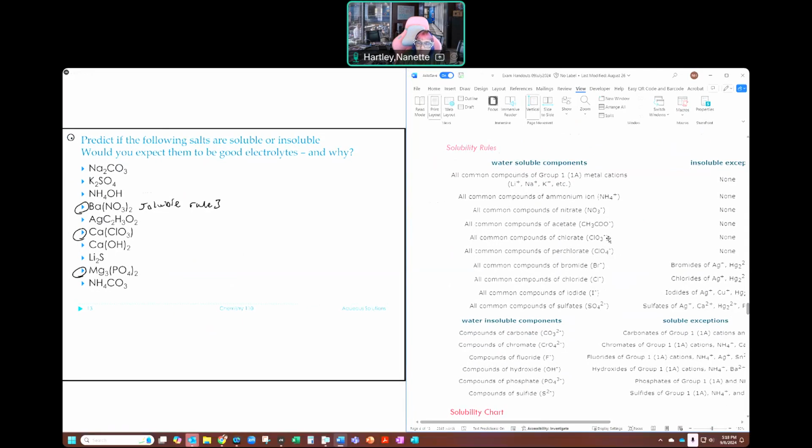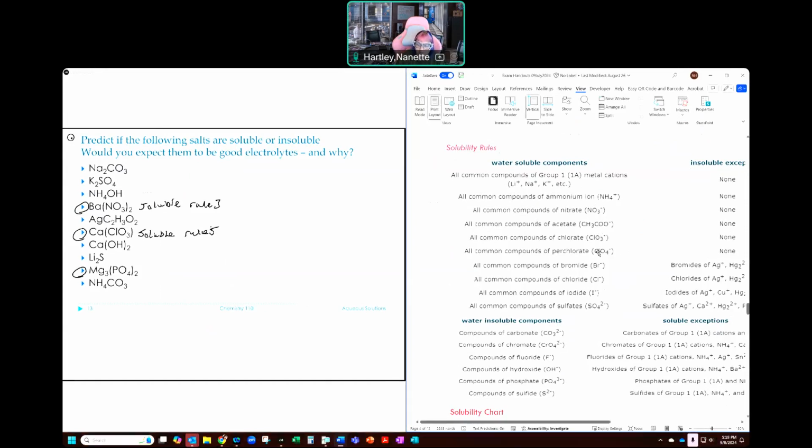CaClO3. 1, 2, 3, 4, 5. Soluble. Rule 3. No, that's not 3. 1, 2, 3, 4, 5. Sorry, rule 5. I can't count. And then Mg3(PO4)2.